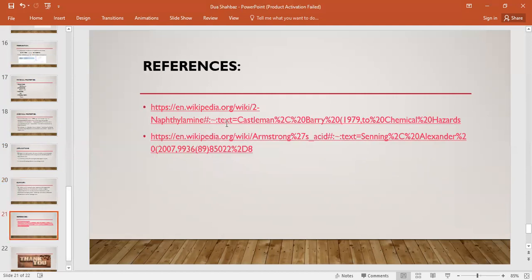Here are the references from which I collected the description of these two compounds, which are naphthylamine and 1,5-disulfonic acid.